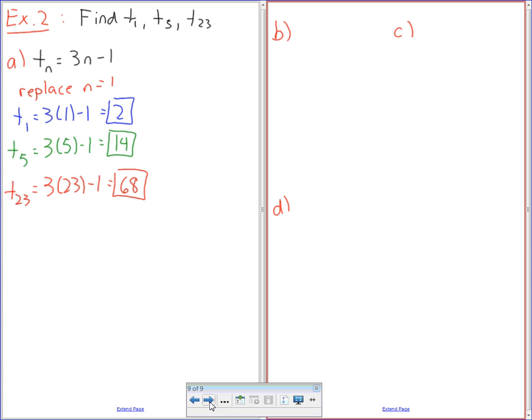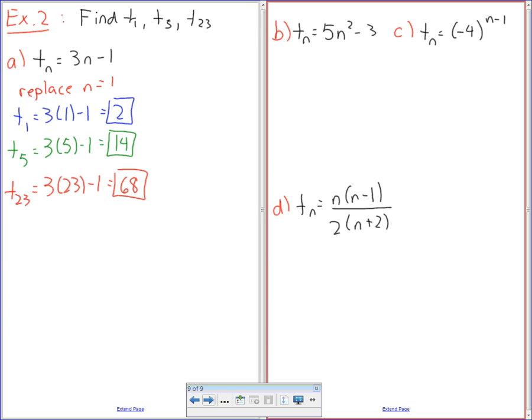Okay, B is going to be Tn equals 5n squared minus 3. C: Tn equals negative 4 to the n minus 1. And D: Tn equals n bracket n minus 1 all over 2 bracket n plus 2.